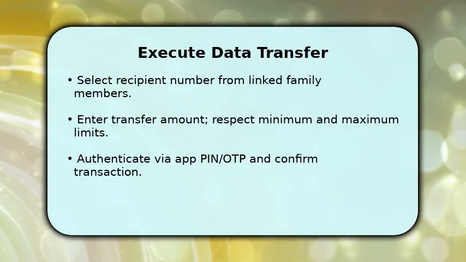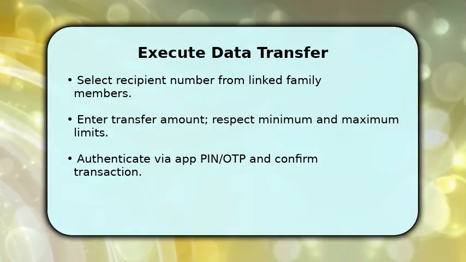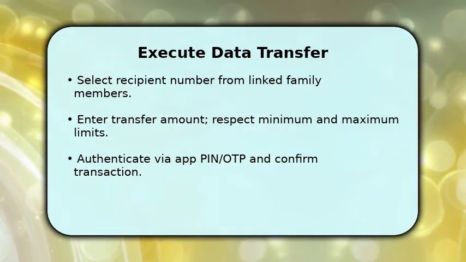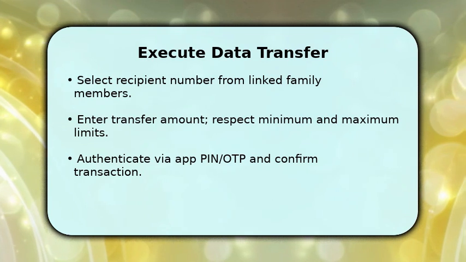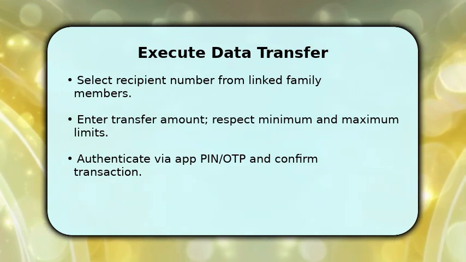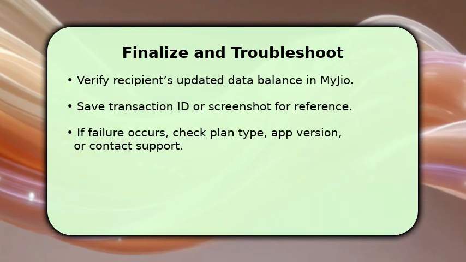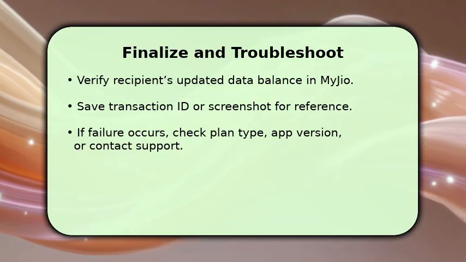The app will prompt you to authenticate using your My Jio PIN or an OTP sent to the primary number. Confirm the details before finalizing. Once confirmed, the app processes the transfer immediately and updates both your shared balance and the recipient's available data almost instantly. Finish by verifying the recipient's data balance in the app and checking the transaction history for the transfer record.